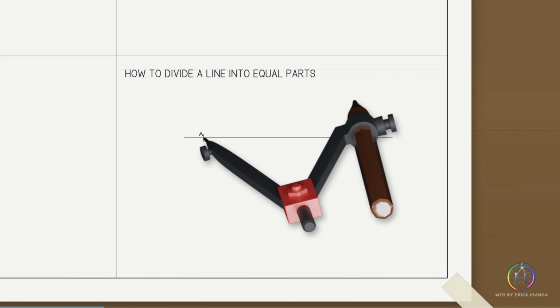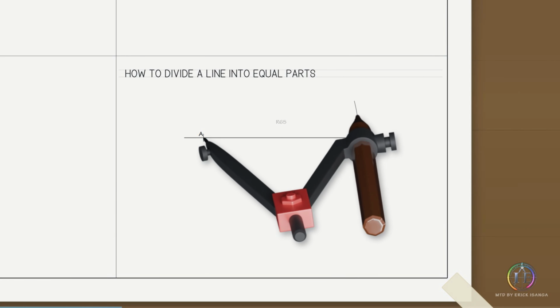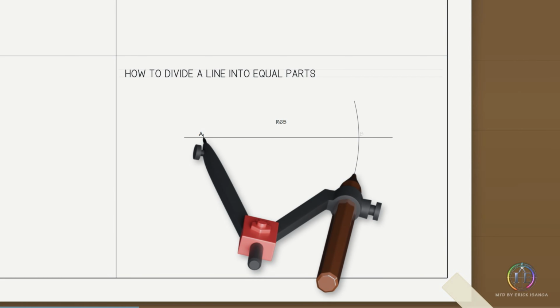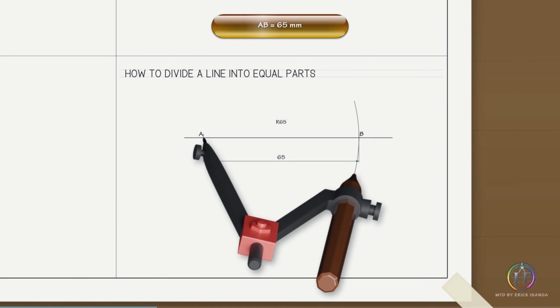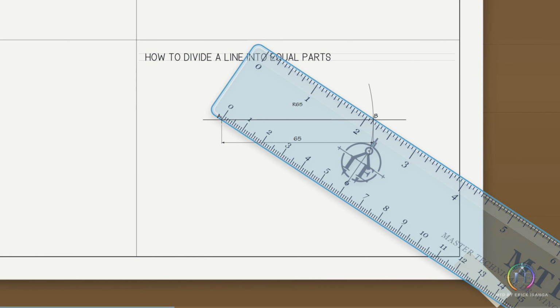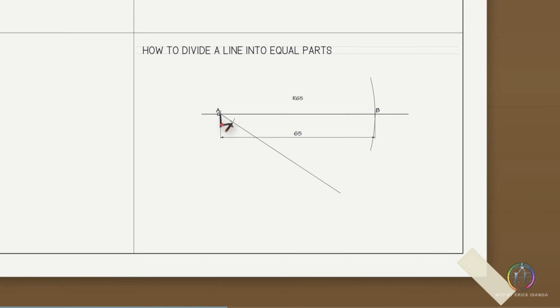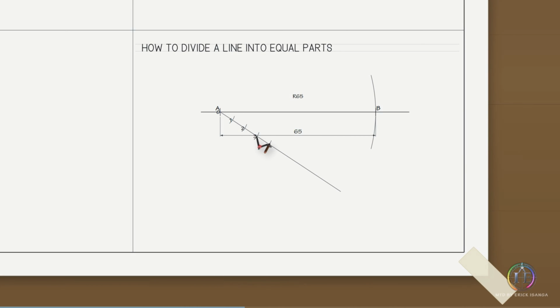Mark point A. With the compass set to 65 mm and centered at A, draw an arc to cut the line at B. From point A, draw an auxiliary line at a convenient angle below AB. Along the auxiliary line, step off 9 equal divisions and number them 0 to 9. Then join point 9 to B.